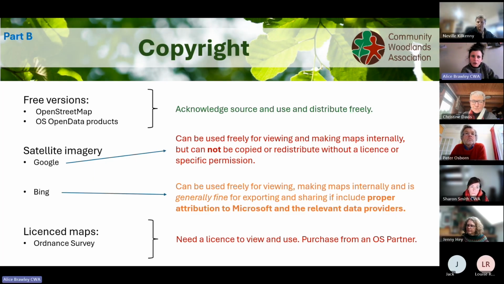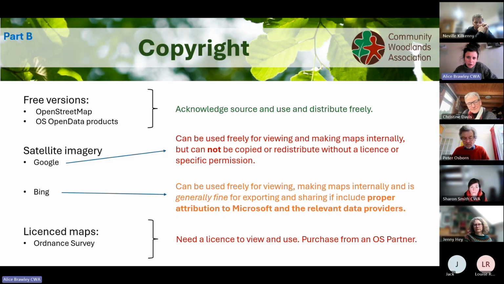Yeah, so to expand on copyright, which we kind of covered last week, and I brushed up on my knowledge a bit more because I'd forgotten some of it. The free versions, OpenStreetMap and OS Open Data products, are free to use, and any maps that you export are free to distribute, but you should acknowledge the source. So that means in your bottom corner or in your top corner of your map, you basically just say OpenStreetMap or OS Open Data products.